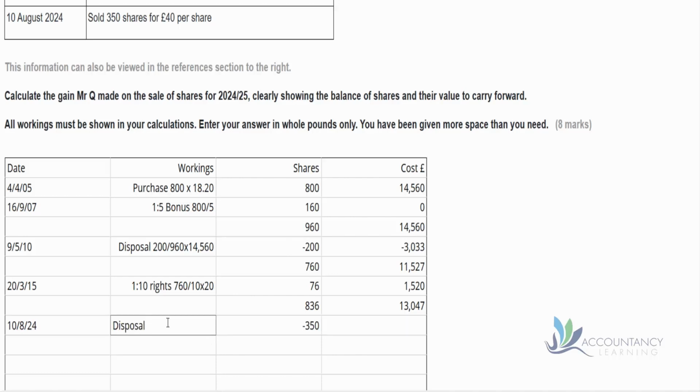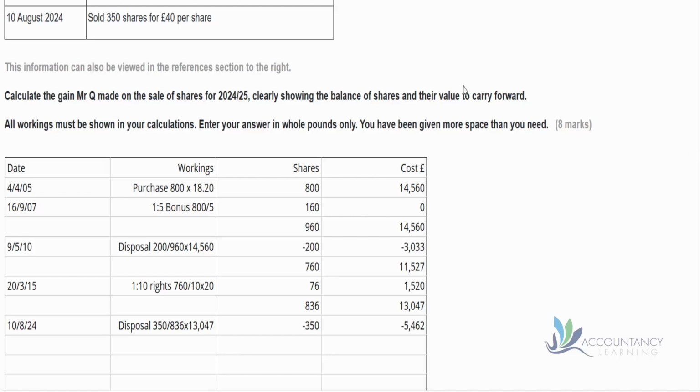We're going to work out what is the weighted average cost of those shares. So we'll take the 350 shares that we're selling and divide by the 836 shares that we have in our subtotal, and then multiply by the 13,047, which is the running total of our cost. So that means that those 350 shares have an average cost of 5,462, again with a little bit of rounding going on there.